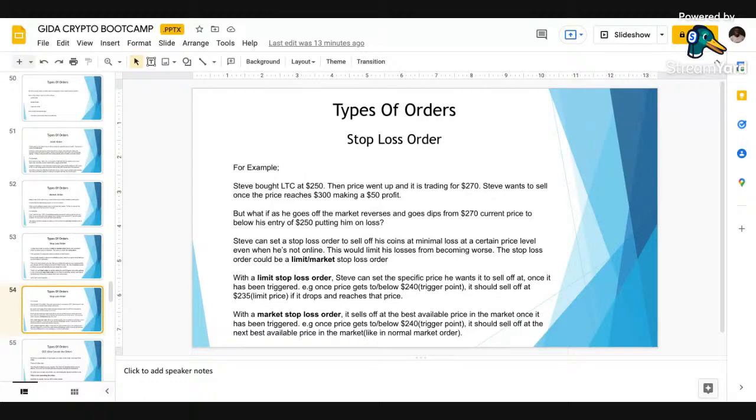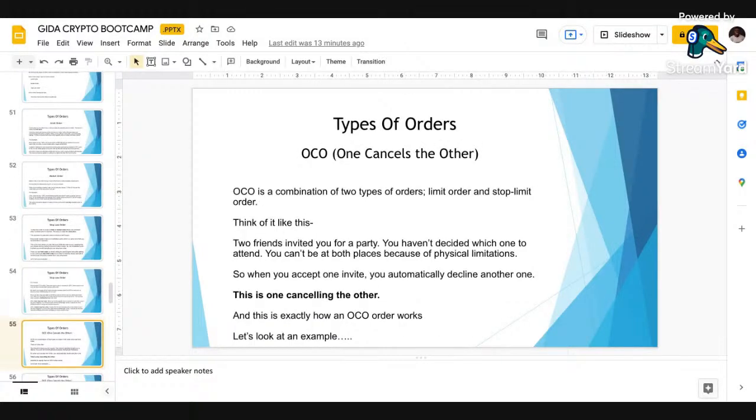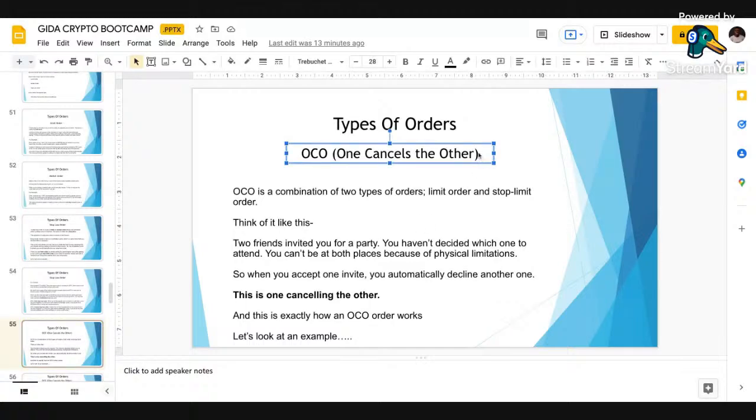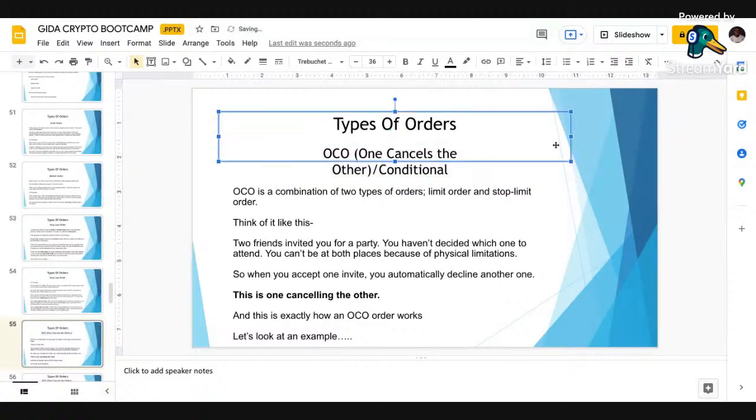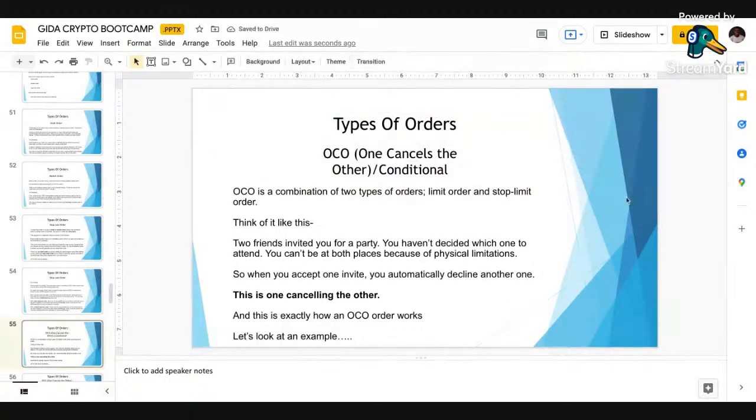Now, what is the next type of order? This is not so common on various exchanges. It's called OCO, meaning one cancels the other. They also call it conditional order. Let me edit this. OCO order or conditional. Now, what is this OCO? OCO means one cancels the other.